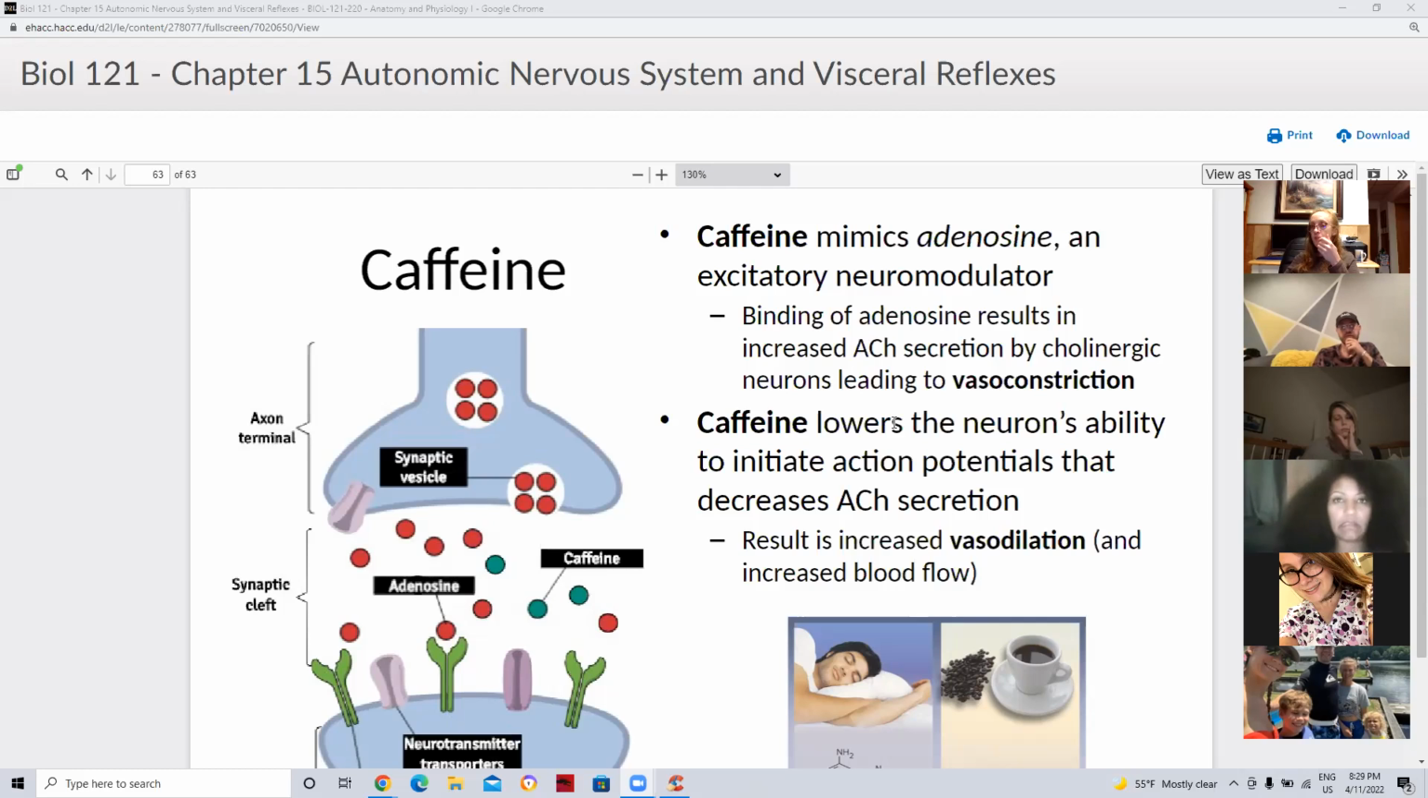Caffeine blocks the neuron's ability to secrete acetylcholine by lowering its ability to stimulate action potentials that are going to result in acetylcholine secretion on the blood vessels. And the result is that you don't get the vasoconstriction you would get.